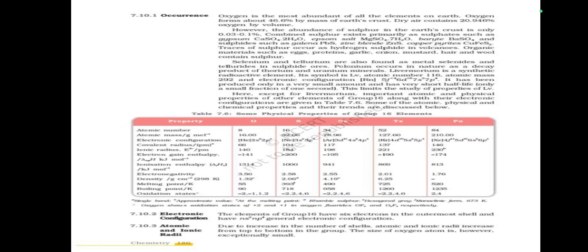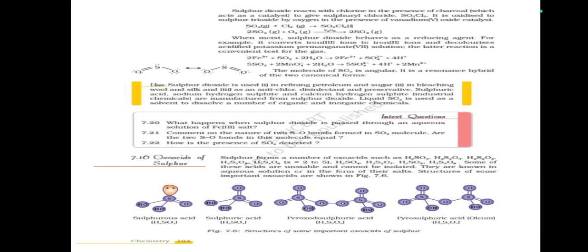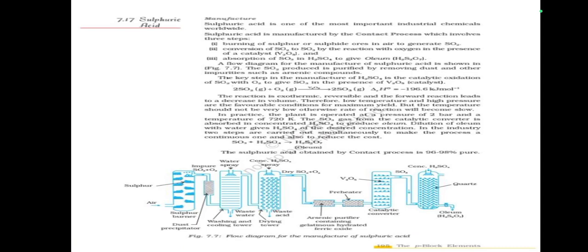Group 16 elements. Electron configuration. Some physical properties of group 16 elements as Table 7.6. Electron configuration, atomic and ionic radii, ionization enthalpy, electron gain enthalpy, electronegativity, physical properties, chemical properties. Simple oxides, ozone, sulfur allotropic forms, sulfur dioxide, oxoacids of sulfur, sulfuric acid.